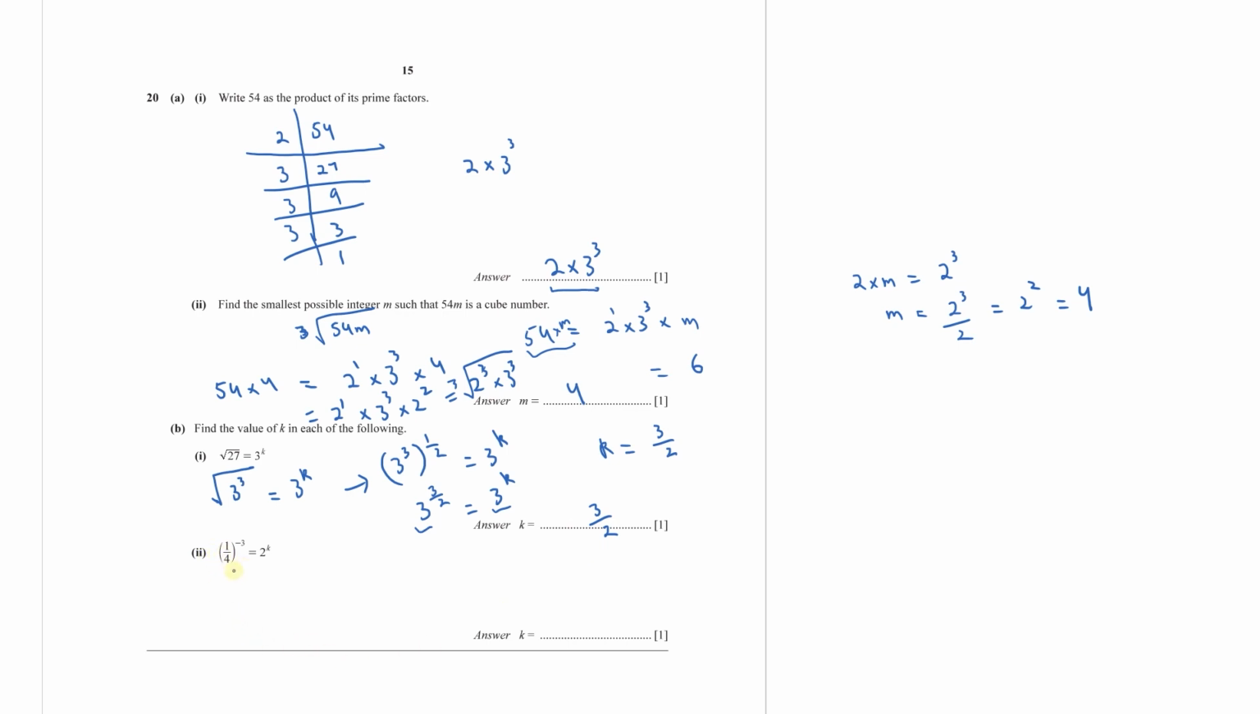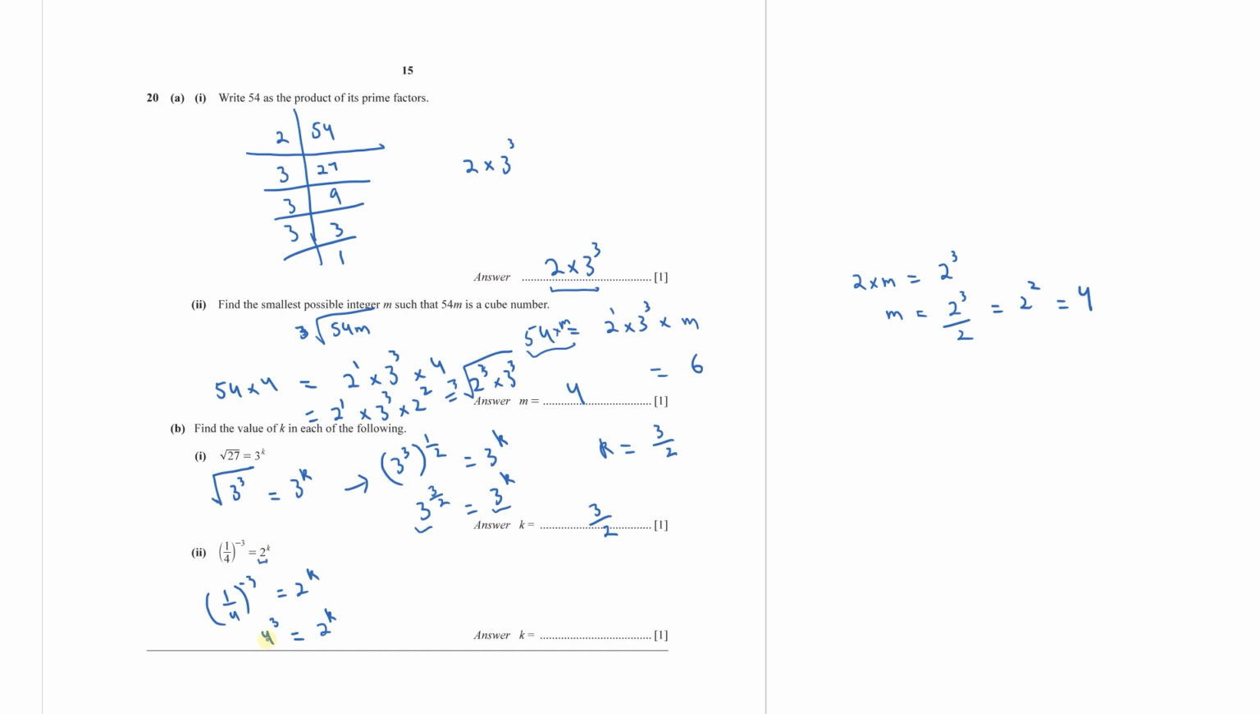Part 2 is 1 over 4 power negative 3 equals 2 power k. So since the base here is 2, I need to make the base on this side equal to 2 as well. So 1 over 4 power negative 3 equals 2 power k. If I bring this 4 up, I can change the power to positive 3. So 4 cube equals 2 power k.